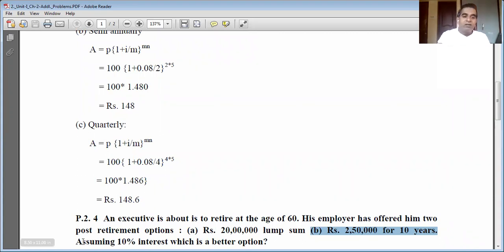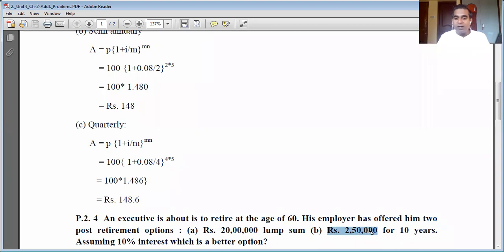Okay, so you need to assume 10% interest. Assuming 10% interest as a discount rate, which option is better? Okay, now listen carefully. First you need to understand the meaning of these two options. One, 20 lakh rupee single amount to be given in present, right now, the day he retires. Or the second option is 2,50,000 rupees each year for 10 years.